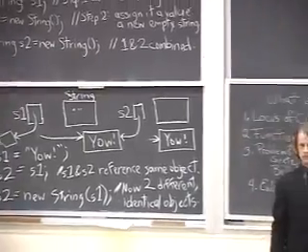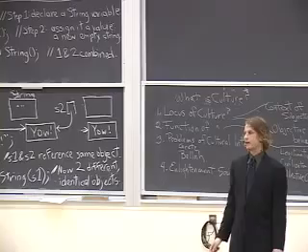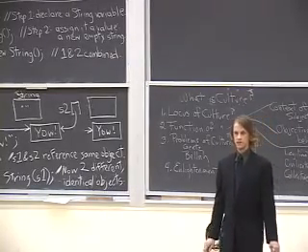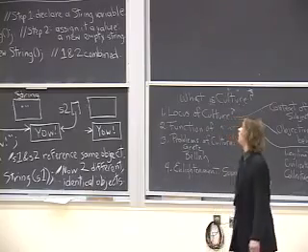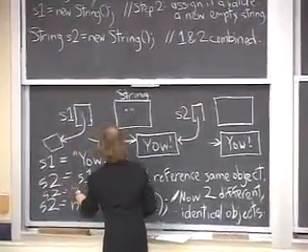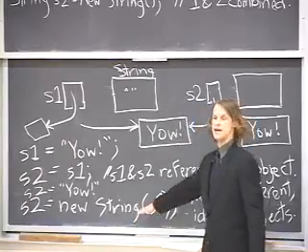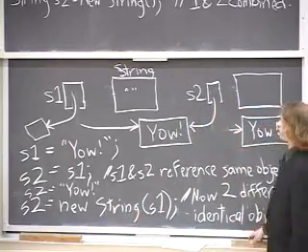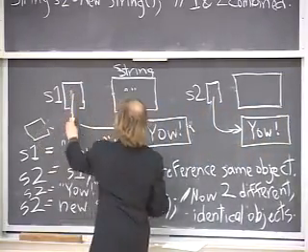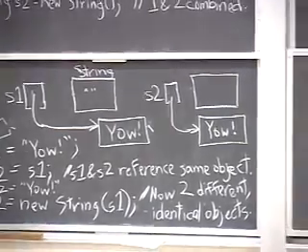Yes? If you write S2 equals quote S1? Oh. If I said S2 equals Yao, then yes, in this particular case, it would have had exactly the same effect as this line did of creating two different objects. And S1 points at one of them and S2 points at the other. Yeah, question.